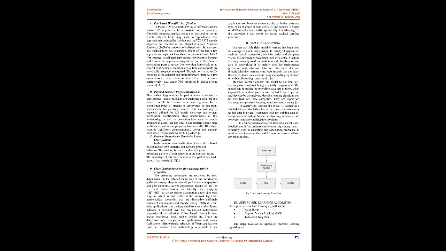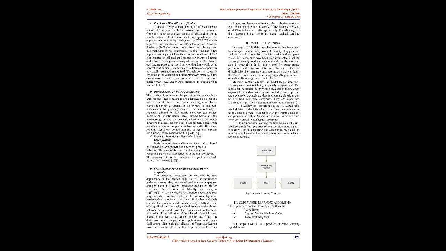It uses network or transport layer statistical properties like distribution of flow length, flow idle time, packet inter-arrival time, packet lengths etc. These are unique to certain categories of applications and hence help to distinguish different applications from one another. This methodology is able to detect the application type, but not usually the particular client type. For example, it cannot determine whether a flow belongs to Skype or MSN Messenger voice traffic specifically. The advantage of this approach is that there's no packet payload inspection involved.